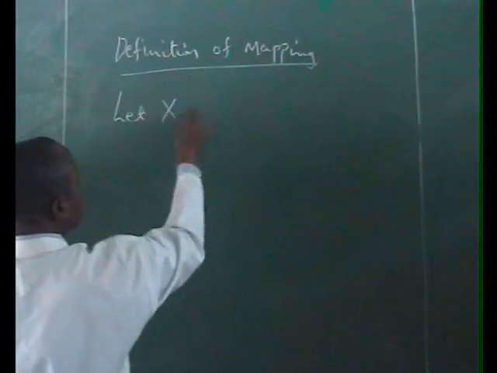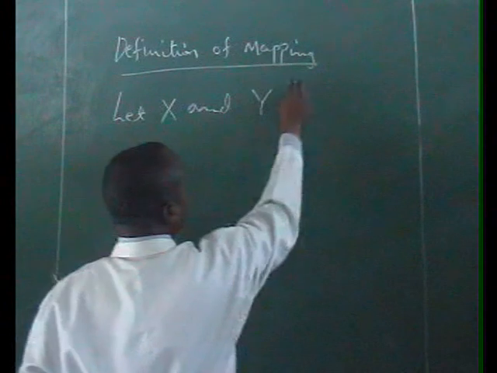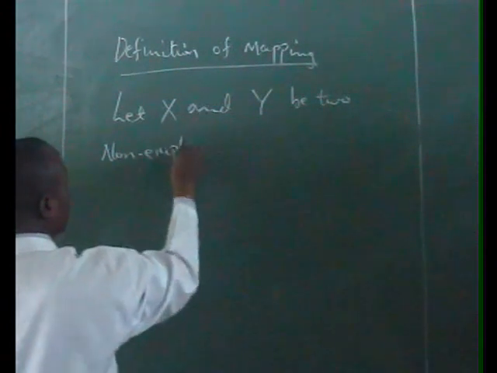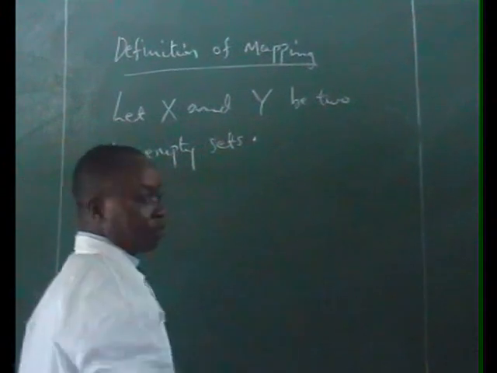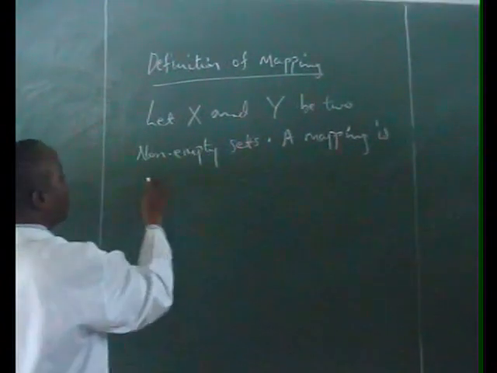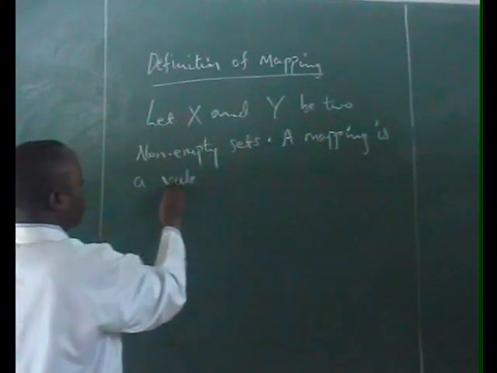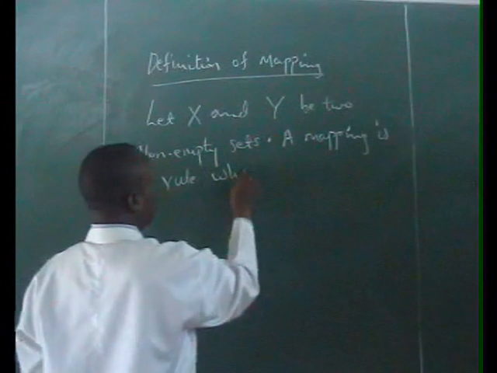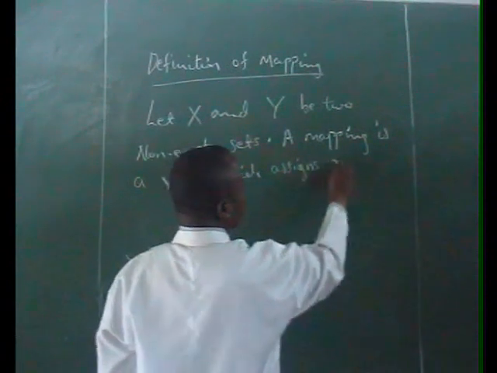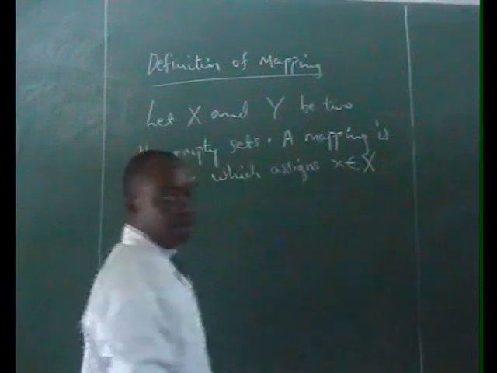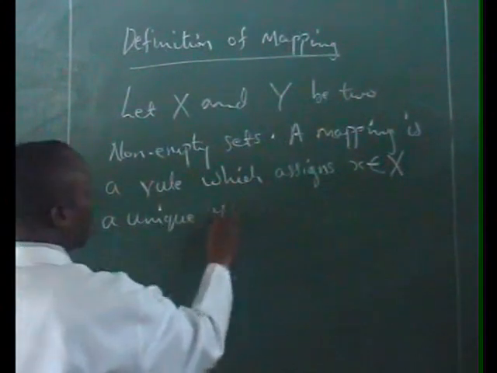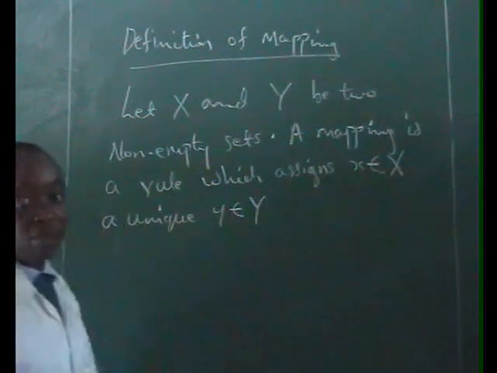Let X and Y be two non-empty sets. A mapping is a rule. A mapping is a rule which assigns elements of X a unique element of Y.